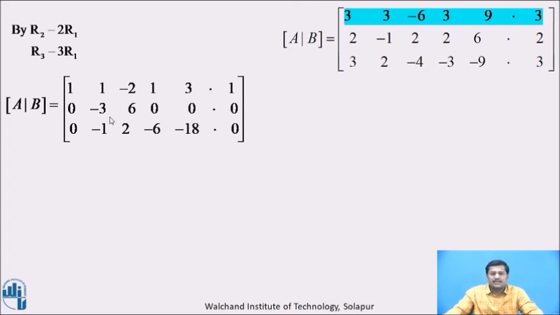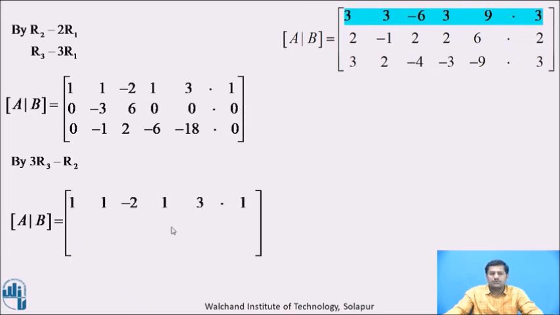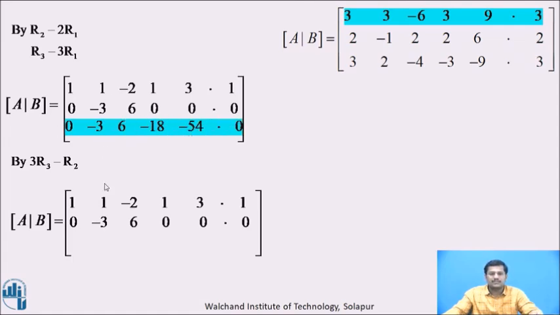Now let us consider the next diagonal entry and convert the elements lying below that diagonal to 0 using this row number 2. For that purpose, we can perform the transformation 3 times R3 minus R2. In the augmented matrix AB, there is no change in the first 2 rows. Multiplying row number 3 by 3, we will get all these entries. Now taking subtraction, obviously the first 2 entries are 0. Now it is 6 minus 6 is 0, minus 18 minus 0 is minus 18, minus 54 minus 0 is minus 54 and 0 minus 0 is 0.